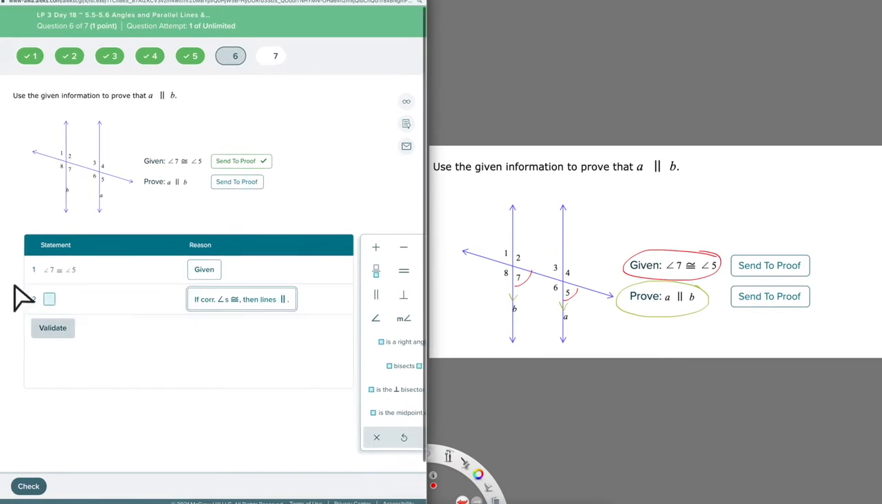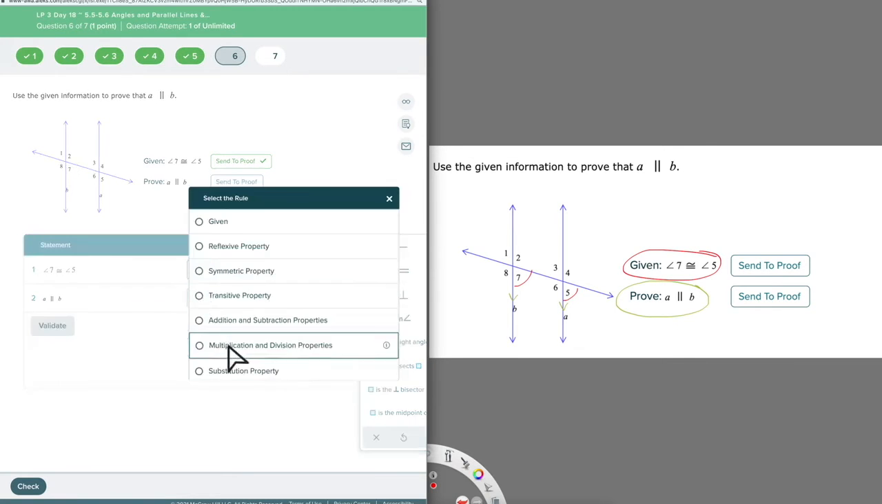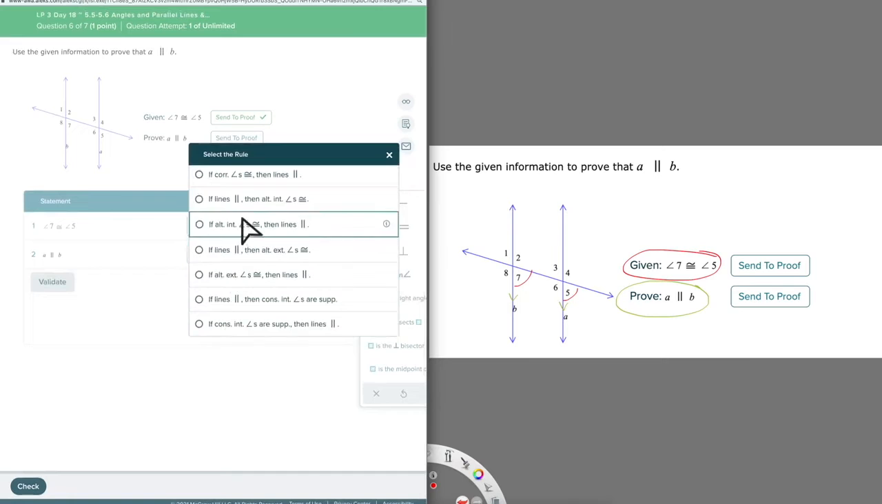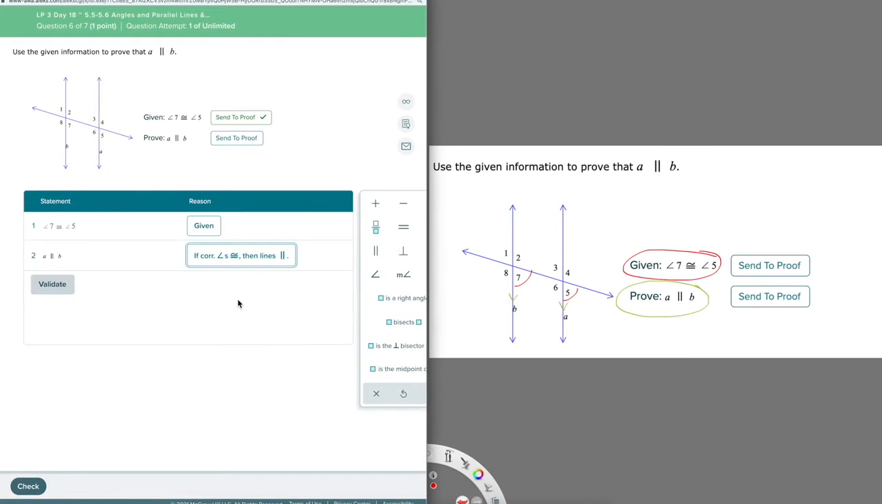If corresponding angles are congruent, then the lines are parallel. So we're just kind of going backwards from that. Send it to proof, and corresponding angles. So I believe we can validate and that'll be done. Yay! So it's only a two-step piece there. We had the given and we have one statement. The given was enough to say, yep, just with that given alone, I can prove this statement.